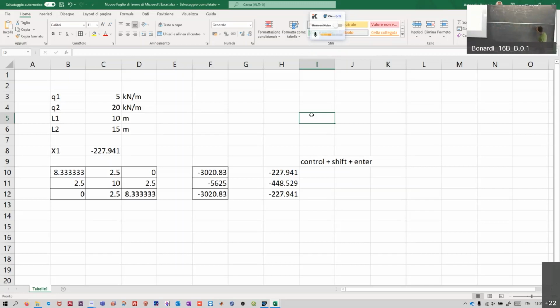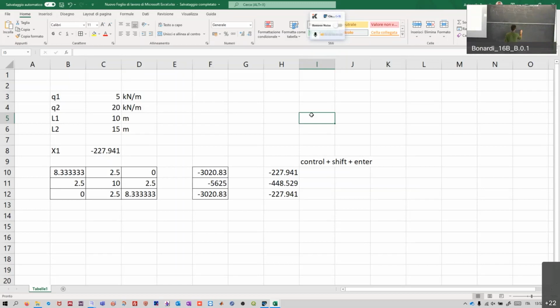Whereas it linearly increases along the length of the span until it reaches its minimum in the node C, where we have VA minus Q1 times L1. These are the two extreme values.